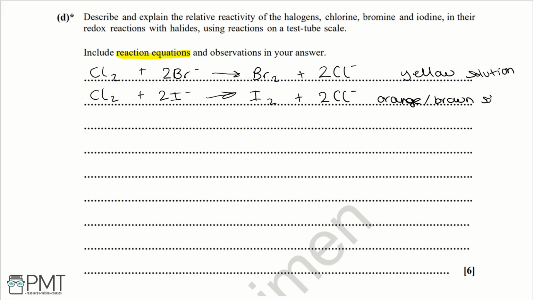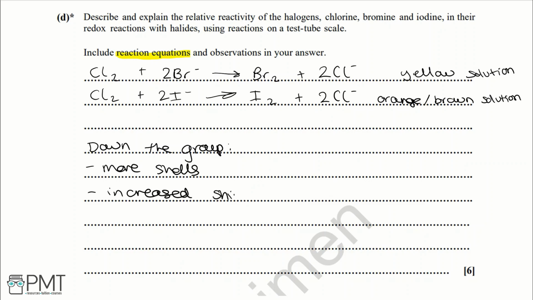So now we need to comment on the trend of reactivity. Whenever you talk about trends, you need to talk about the direction. So we're going to talk about and focus on the trend of reactivity down the group of the halogens. As you move down the group, there's more shells of the halogens. There's also increased shielding. And with more shells and increased shielding, it's more difficult to gain an electron. So these are the 3 bullet points that we're going to talk about when talking about relative reactivity.